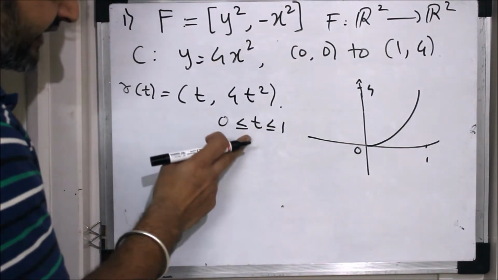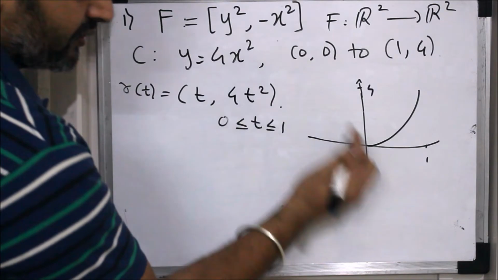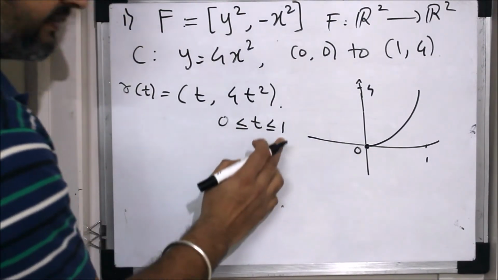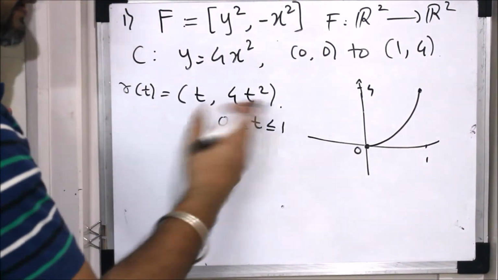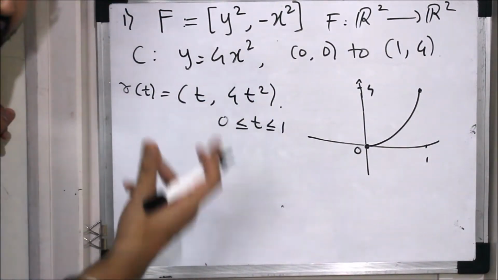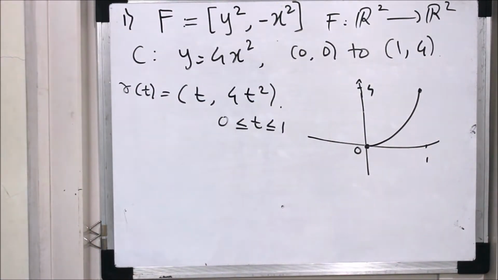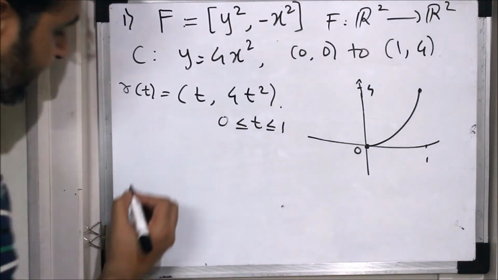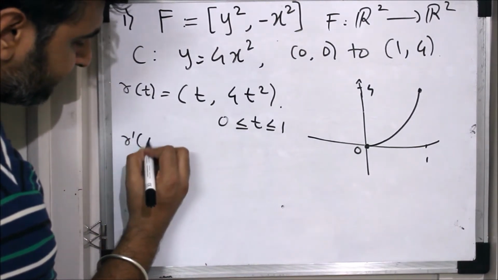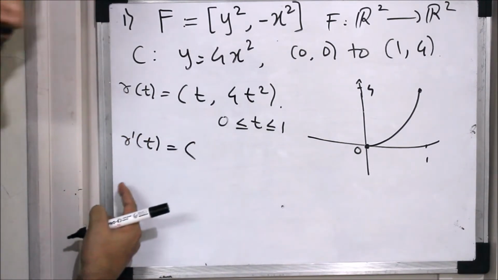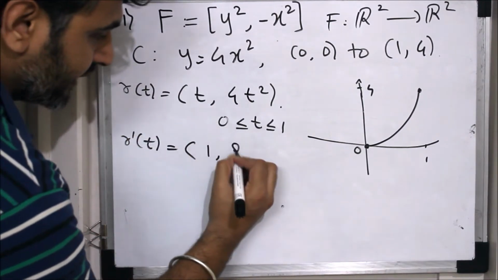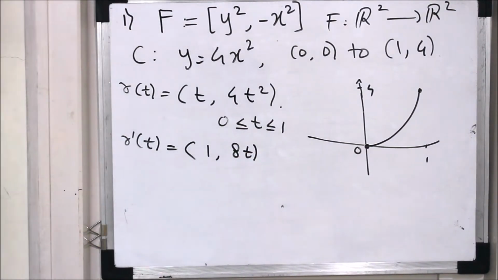As you can see, when my t is 0, it is 0 comma 0, so it is this point of the curve. And when my t is 1, it is 1 comma 4, which is this point of the curve. It's a continuous function because both the components are continuous. Okay, so now what is the line integral? For that, I will need the derivative. How do you take the derivative of this? You take it component wise. So the derivative of t is 1 and the derivative of 4t square is 8t.